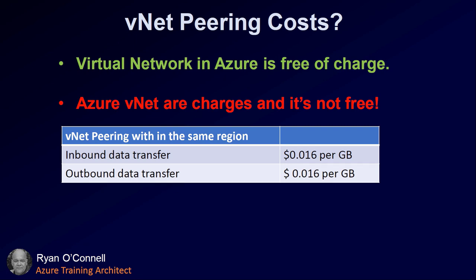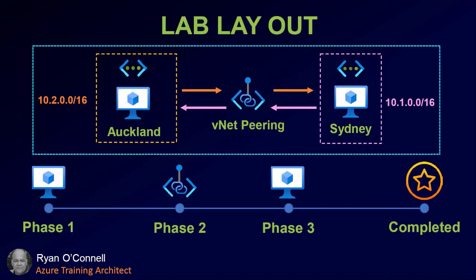And of course, as you know, there are many ways to set up a vNet pairing, and there are many different roads to roam. But the whole idea of this lab is to get you up and running with creating your first vNet pairing in the same region. As you can see, in our lab we're going to have an Auckland vNet and a Sydney vNet. They're going to have different address ranges, and we're going to connect them to each other and see if we can talk.